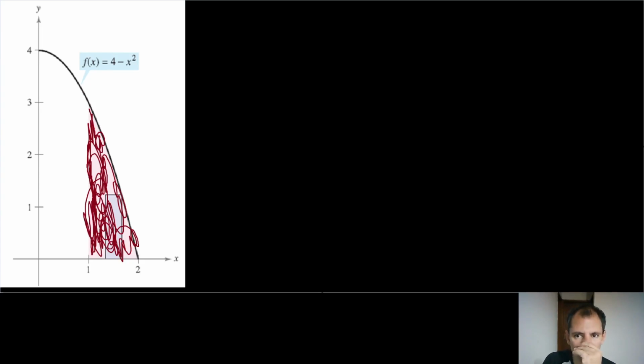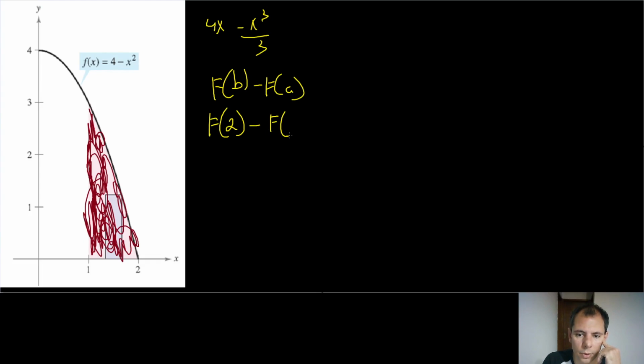All right, let's do it. Here we have f of x equals 4 minus x squared. So integrating that with respect to x, you got 4x minus x cubed divided by 3. And then, since this is the integral, you're going to do f of b minus f of a, which equals f of 2 minus f of 1, because we're not starting at 0, we're starting at x equals 1, all the way to x equals 2.